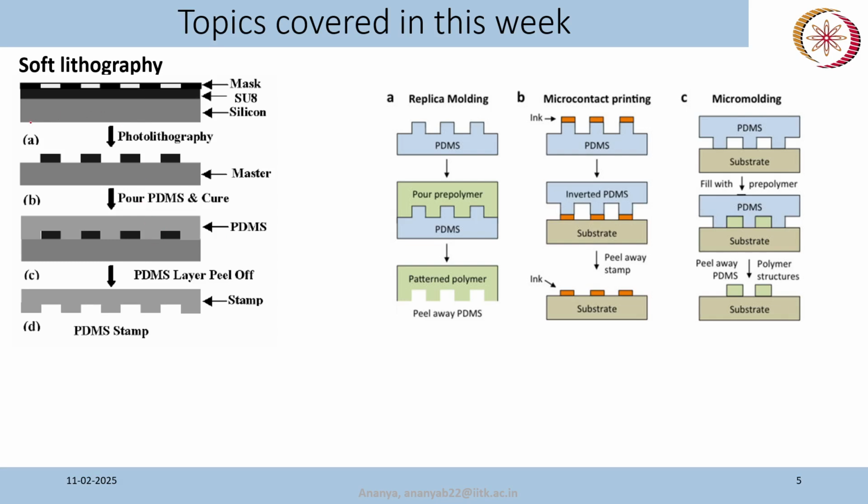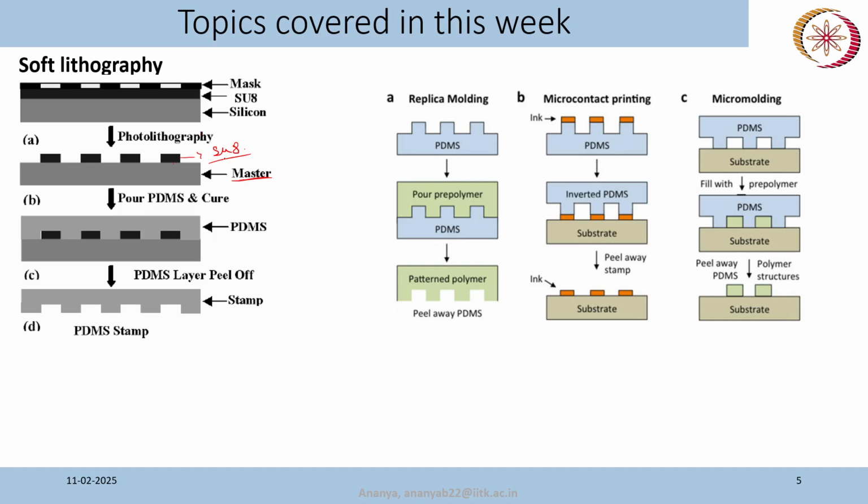For the first step, you will have a mask. This is called a master. It is usually made using a photolithography process. So this is a rigid substrate, and on top of it will be the pattern. For this example, I have taken this figure from Google. Here you can see that this layer is SU8.